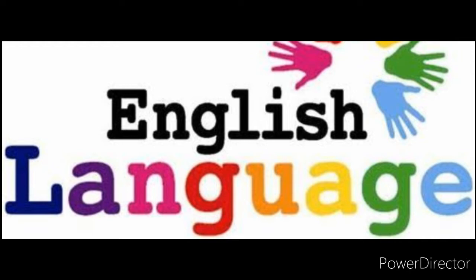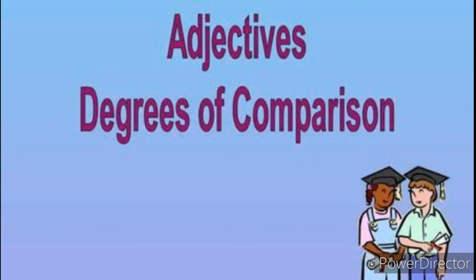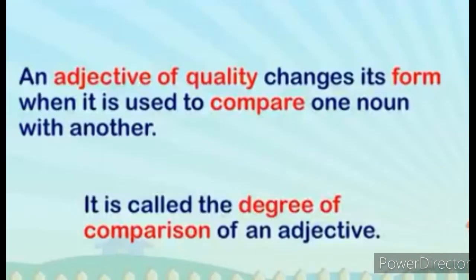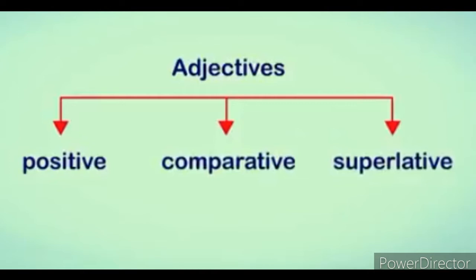Today we will start with another chapter of grammar, which is chapter 8, Adjectives, Degrees of Comparison. An adjective of quality changes its form when it is used to compare one noun with another. It is called the degree of comparison of an adjective. There are 3 degrees of comparison. They are the positive degree, the comparative degree, and the superlative degree.